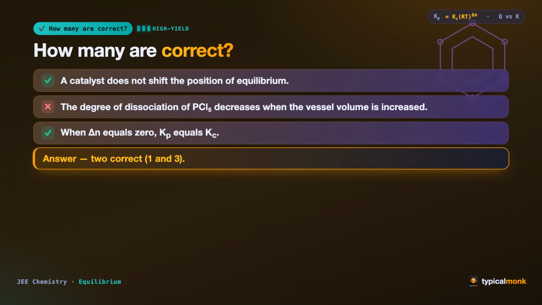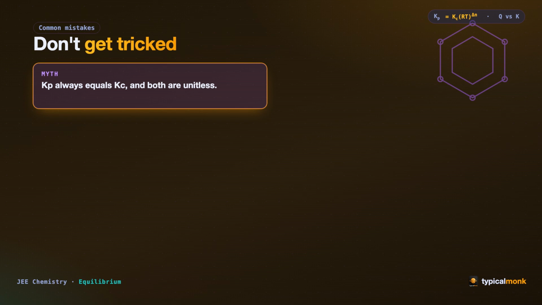2 statements, the first and the third. The second one is wrong, because increasing volume actually increases the degree of dissociation. It does not decrease it. This is exactly the trap John keeps falling into. Now let me save you a few marks.